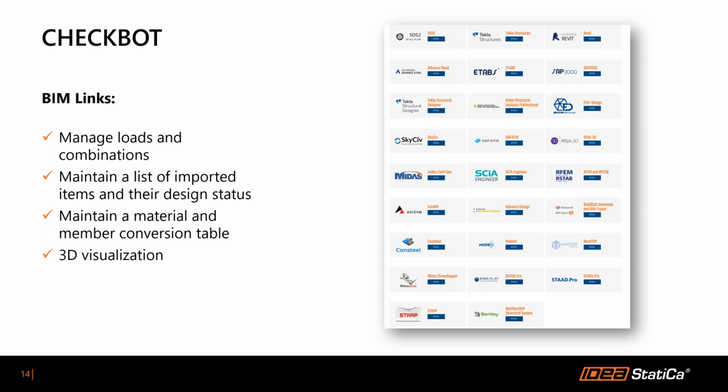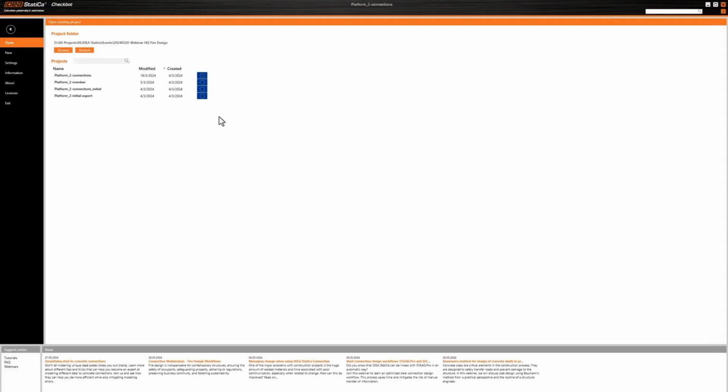In this webinar, I will pick and design a connection with IDEA StatiCa Connection and then continue with the checking of a whole frame in IDEA StatiCa Member for the fire design situation. For the second case, the frame will include the laterally supporting members, including their connections, to account for the stability issues that may appear. The process will be demonstrated through short, pre-recorded videos to save some time. And without any further delay, let's move into IDEA StatiCa Checkbot and open the project I have already created.